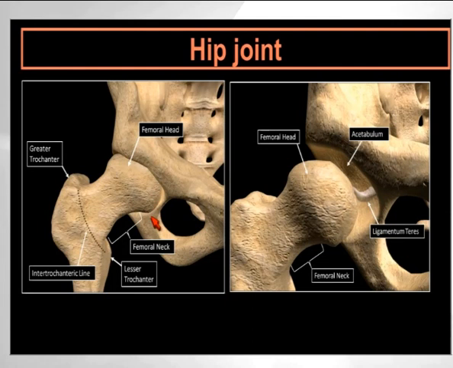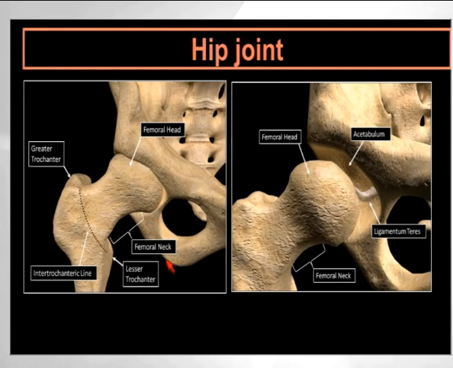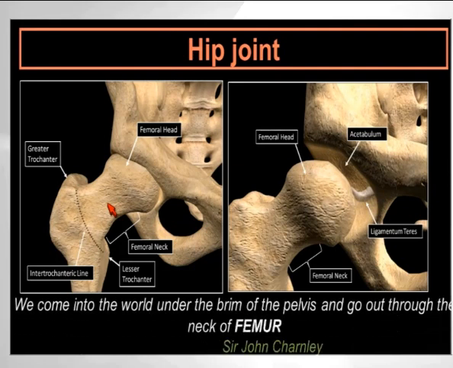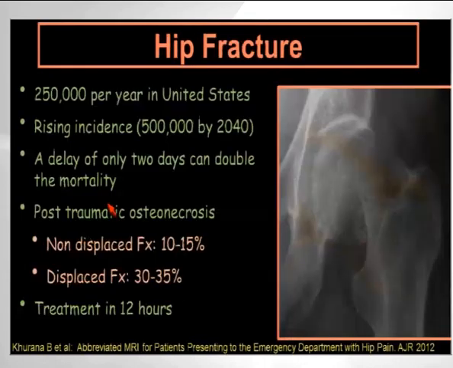Now, because of its stability, we don't see a lot of dislocations, unlike shoulder. And if you have fracture in younger patients, it's usually intertrochanteric or acetabular fracture. But as we get older, we are prone to develop femoral neck fractures. And the importance of hip fracture is reflected by the statement from the last century: we come into the world under the brim of the pelvis and go out through the neck of the femur.